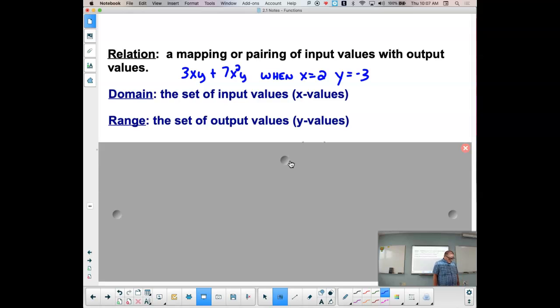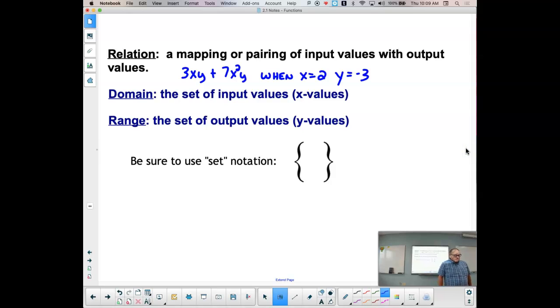The range is the set of the output values, the outcomes. Okay? So domain is in, range is out. Domain is all of the things we put into a function. Range is what we get out of the function.